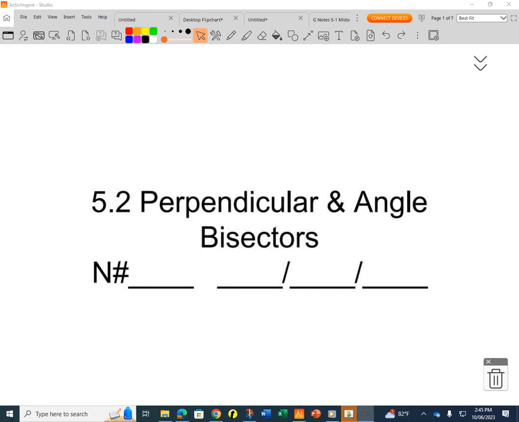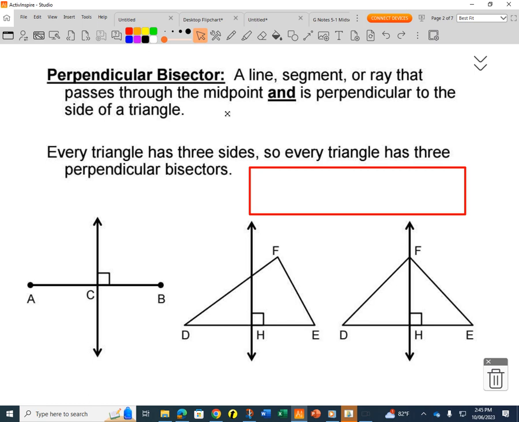We will see. So today we're talking about perpendicular and angle bisectors. We've been talking about perpendicular a lot. So a perpendicular bisector is a line, a segment, or a ray that passes through the midpoint and is perpendicular to the side of a triangle. Remember, perpendicular means they form a right angle.